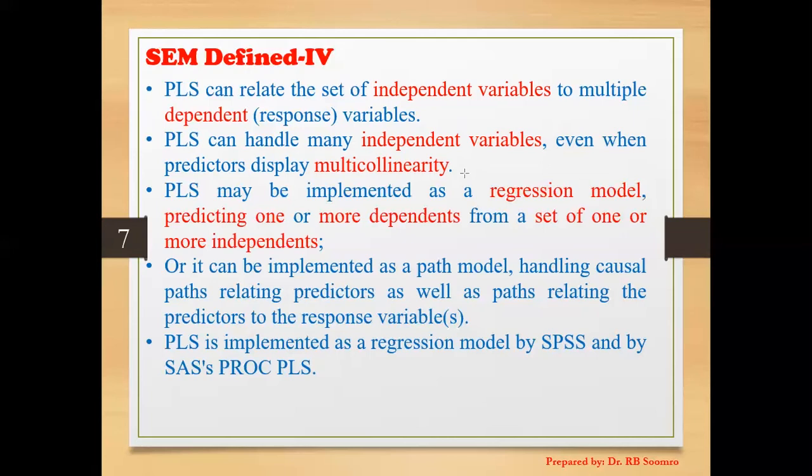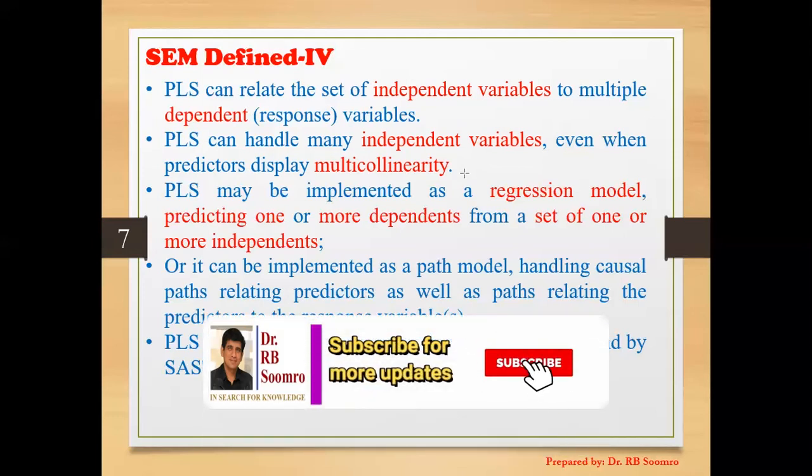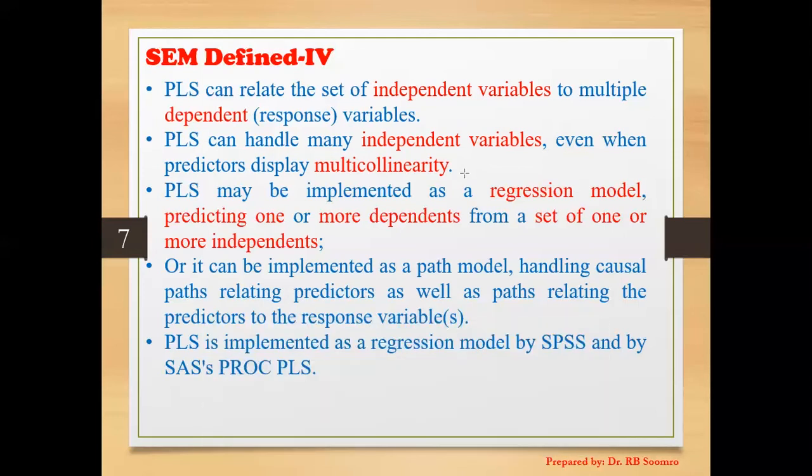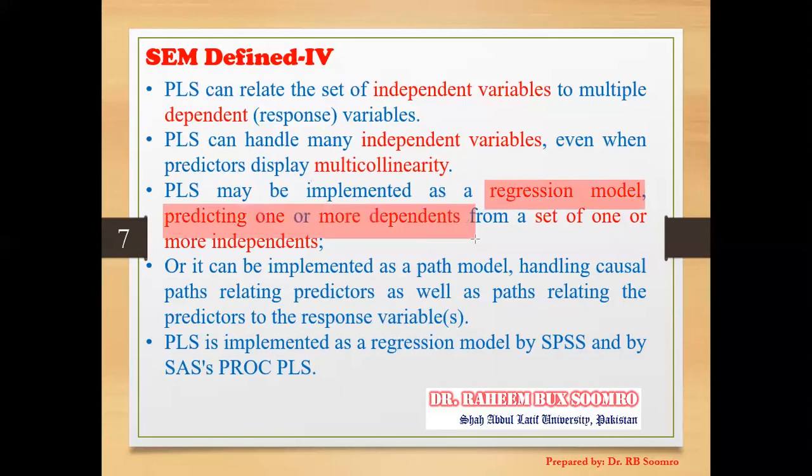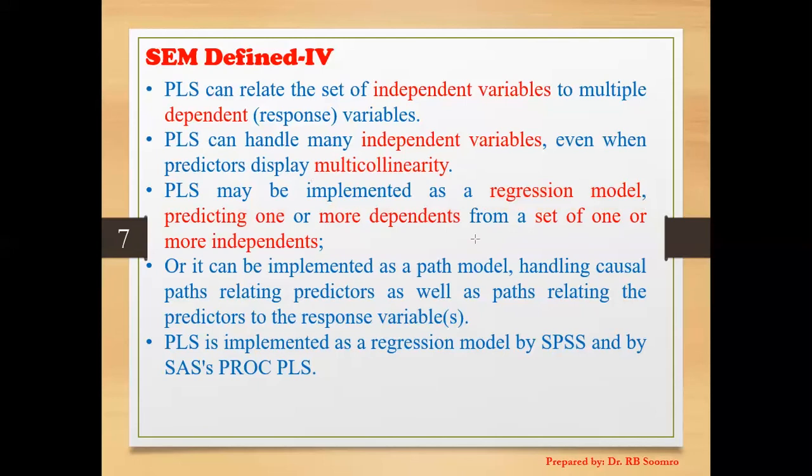But if you want to run the multiple regression in SPSS, then this is going to be a big problem for your model. If there's multicollinearity in your independent variables, then it will lead to invalid results. And then PLS can be implemented as a regression model, predicting one or more dependent variables from a set of independent variables. Here you can work on more than one variable simultaneously.